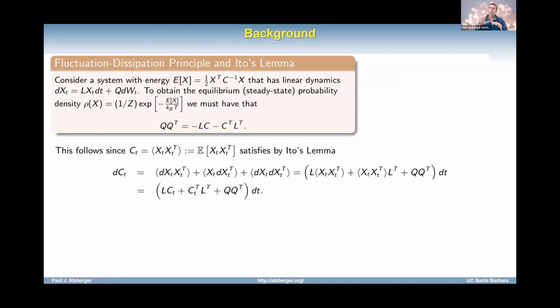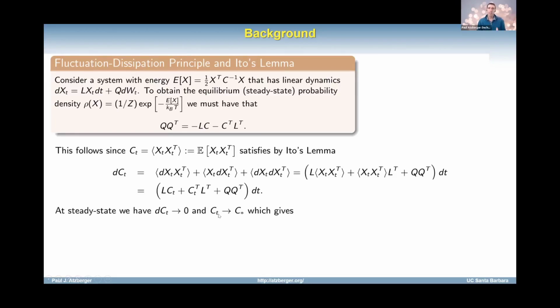In other words, what the fluctuation should look like at steady state. And we want to leverage that to figure out what the appropriate stochastic forcing is. And so what that amounts to is saying, okay, we're going to have a certain steady state for the covariance structure. So that means that this dC_t is going to go to 0.